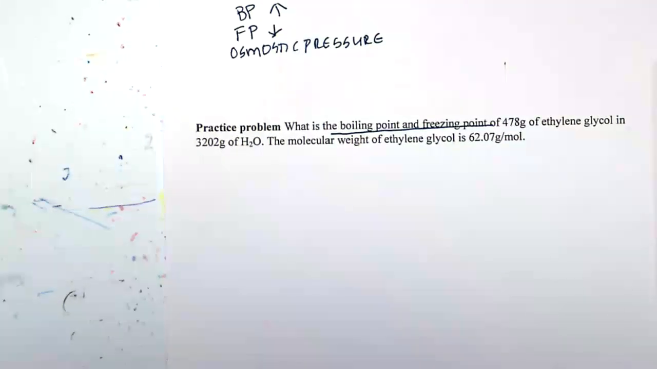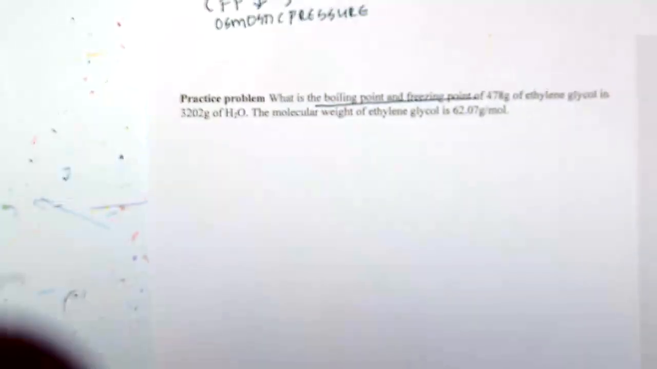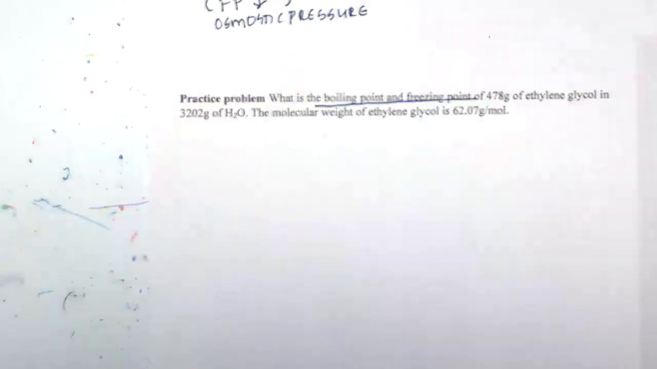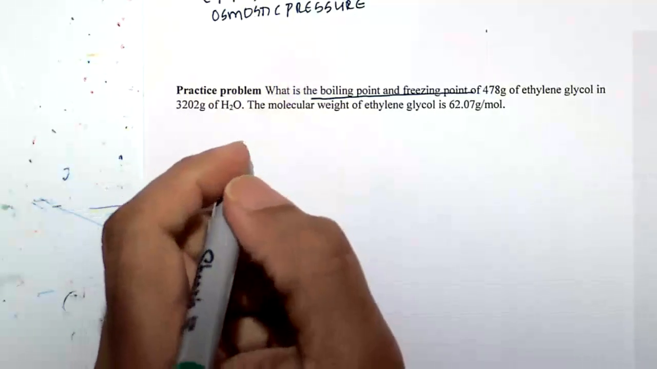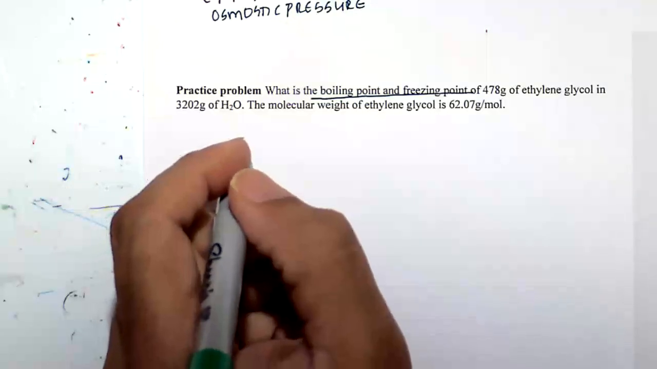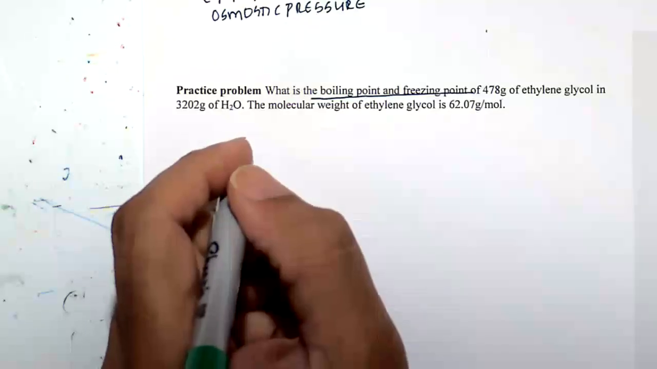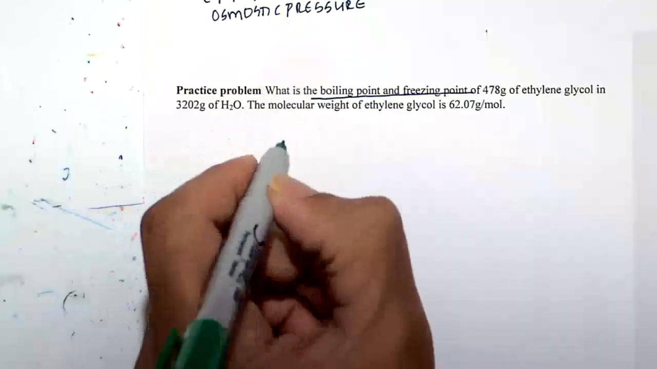So let's do a problem involving two of these four, and that is the boiling point goes up and the freezing point goes down. What is the boiling point and freezing point of 478 grams of ethylene glycol and 3,202 grams of water? The molecular weight of ethylene glycol is 62.07 grams per mole. A similar question like this will be on your exam. I think it's also on the study sheet for Thursday. So let's draw this out here.